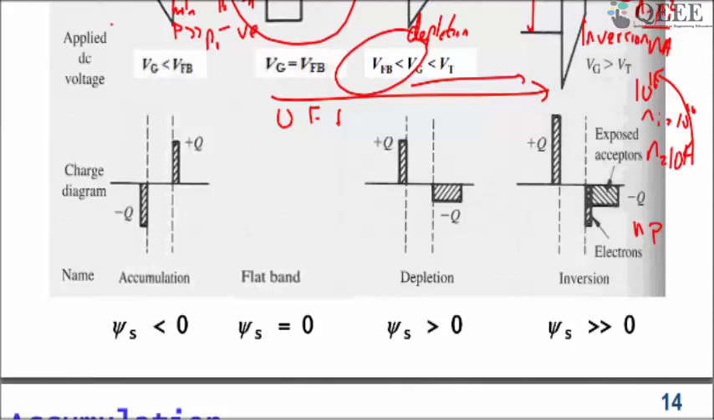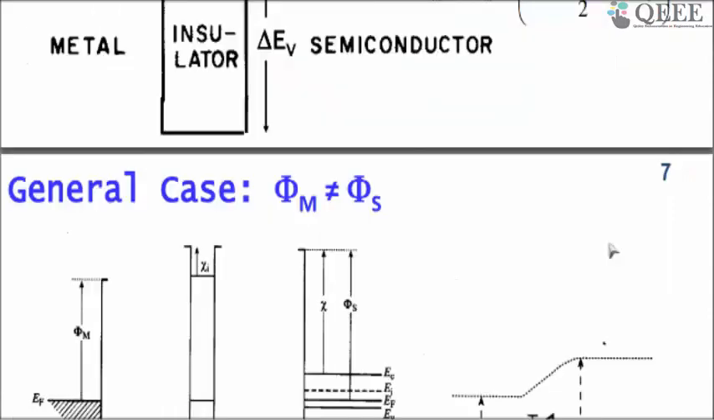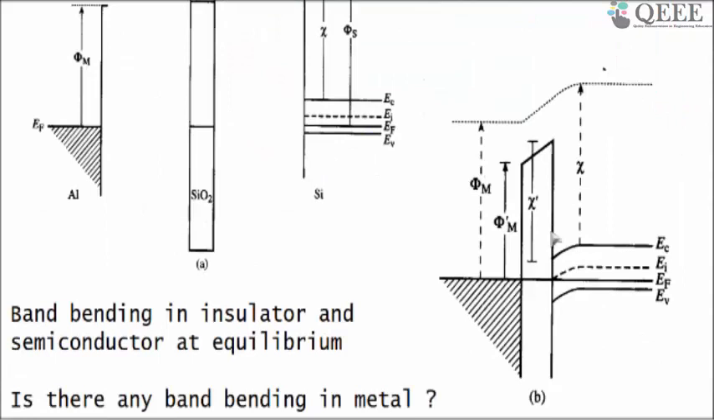Why is there a band bending when the vacuum level being the same for all? That's a very good question. If you go back to this one, this is the usual convention. You can see it is as if the vacuum level is going down. So this is a usual convention.